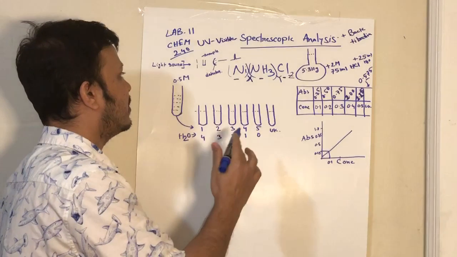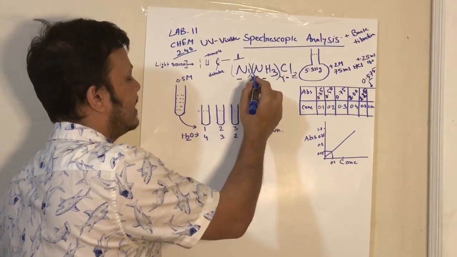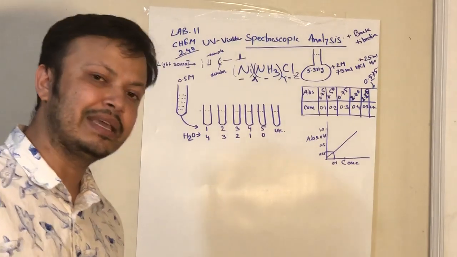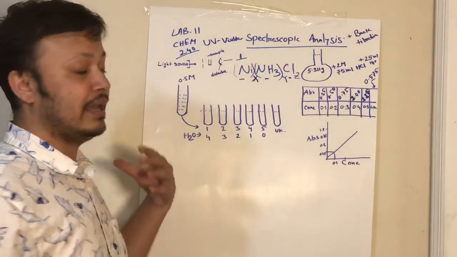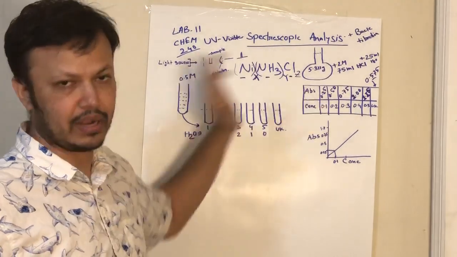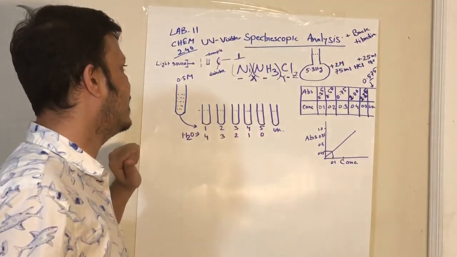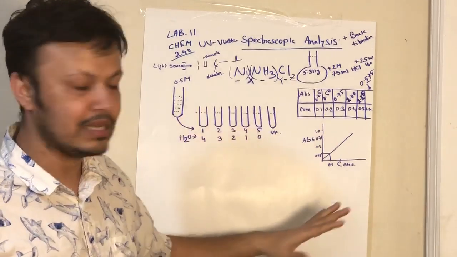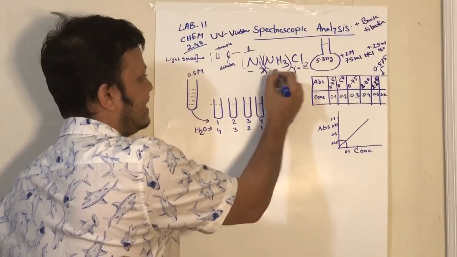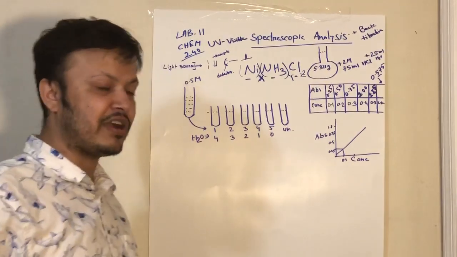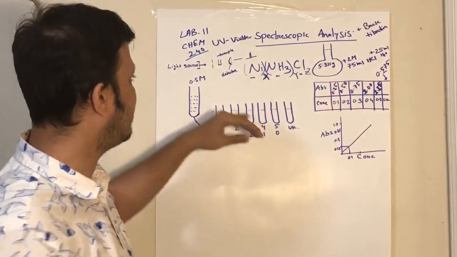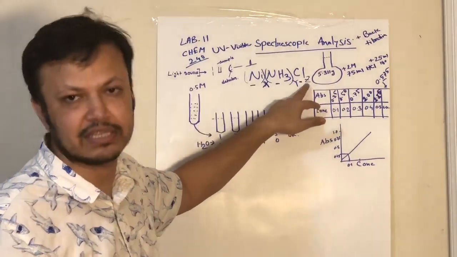This one actually contains three things: one is nickel, another is ammonium, and another is chlorine. We will give you a complex salt of nickel ammonium chloride. We will not give you the empirical formula. Nickel is X, ammonia is Y, chloride is Z. You have to find out with the help of UV visible spectroscopy and back titration what X, Y, and Z are.